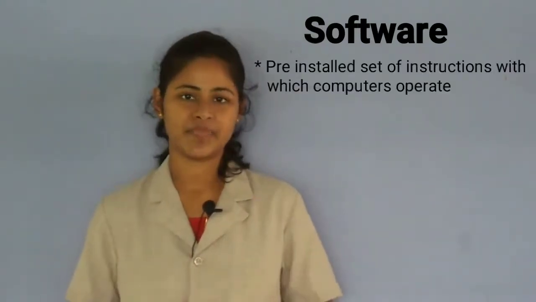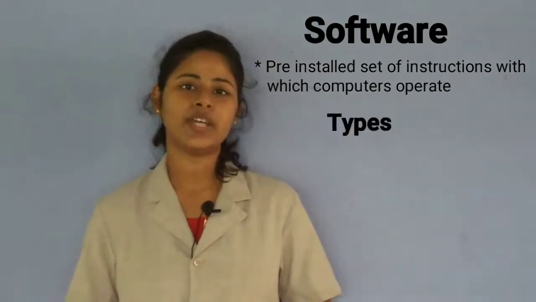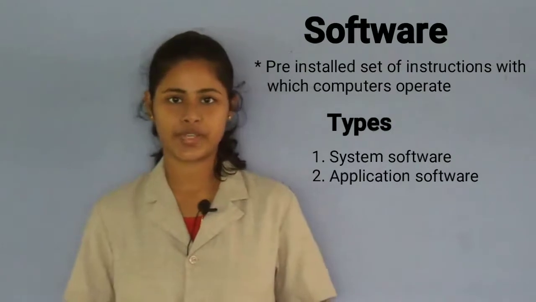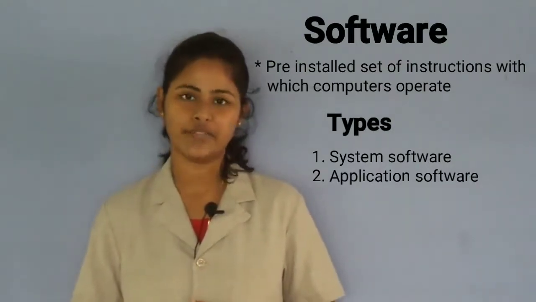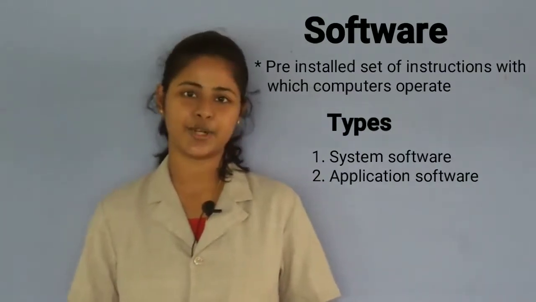Our next topic is software. Do you know what is software? Our computers are operated with a pre-installed set of instructions, and these sets of instructions are known as softwares. We have two types of softwares, that is system softwares and application softwares. System softwares are used for operating the computer hardware. Some examples are compiler, debugger, assembler, etc.